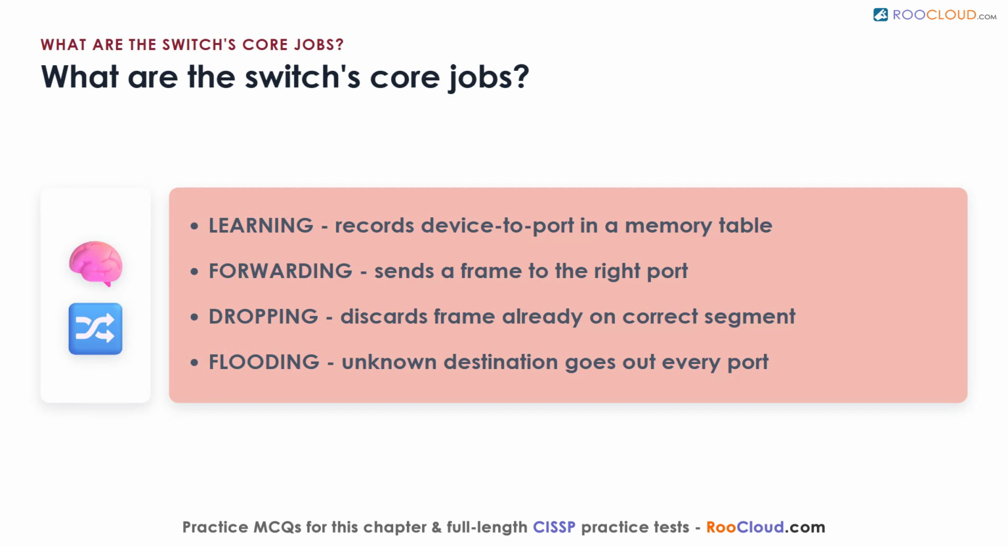Learning, where it records which device sits on which port in a memory table. Forwarding, where it sends a frame straight to the right port. Dropping, where it discards a frame that is already on the correct segment. And flooding, where an unknown destination goes out every port in hopes of reaching home. Think of it as a mail sorter that memorizes each desk as letters arrive.